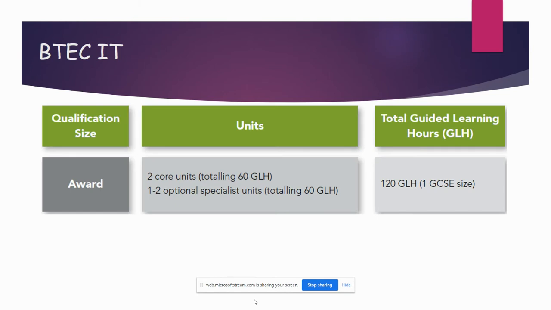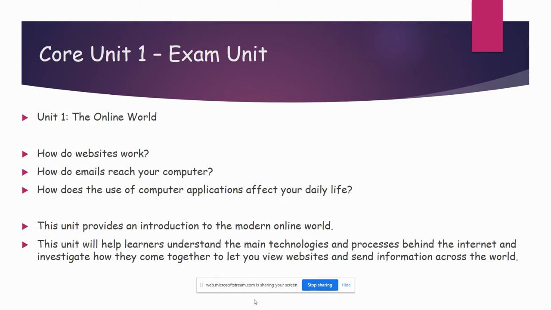Moving on then to the BTEC IT. The BTEC again is split up into 3 units. However, the BTEC is only 1 exam and 2 pieces of coursework. So the Unit 1 then is your exam unit, and that's called the online world. Some of the topics that you will study in this unit are how do websites work, how do emails reach your computer, how does the use of computer applications affect your daily life.